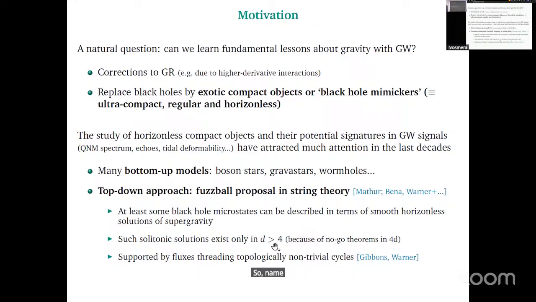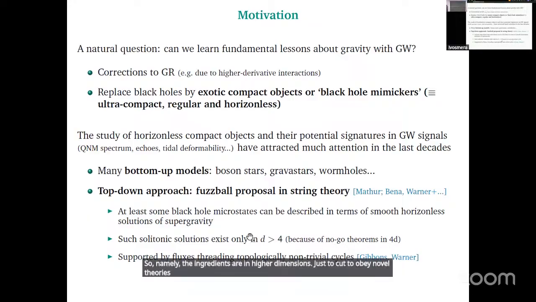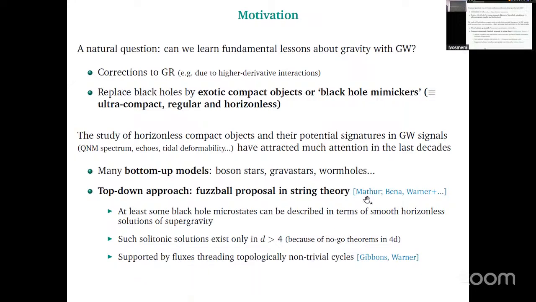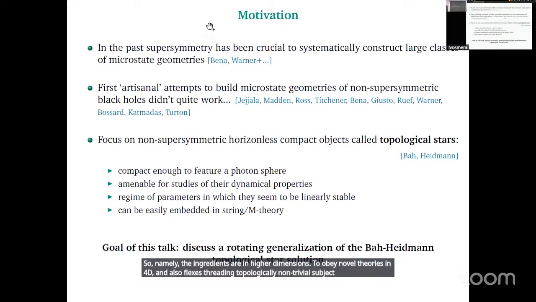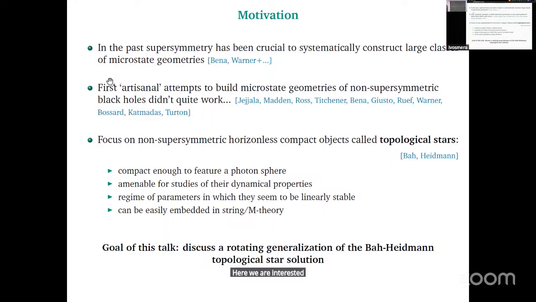Namely, the ingredients are higher dimensions, because you have to evade no-go theorems in 4D, and also fluxes threading topologically non-trivial cycles. In addition, you have supersymmetry, which has been crucial to systematically construct very large classes of microstate geometries. Here we are interested in non-supersymmetric microstate geometries, or at least non-supersymmetric horizonless compact objects. So when dropping supersymmetry, the task becomes much harder.